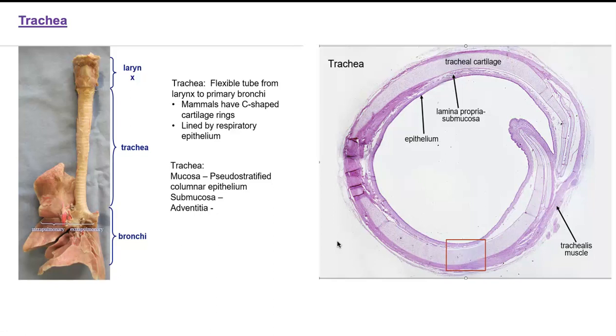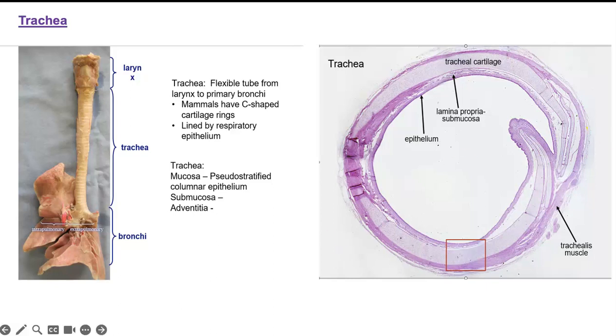Right, now we should do the trachea. The trachea is a flexible tube. It starts from the larynx until the primary bronchi. As you know from biology, the trachea has C-shaped cartilage and is lined by pseudostratified ciliated columnar epithelium, and it has submucosa and adventitia, and the submucosa contains glands, right?